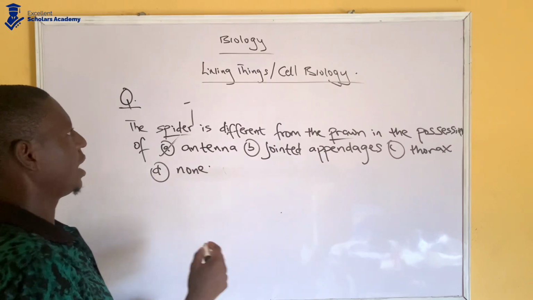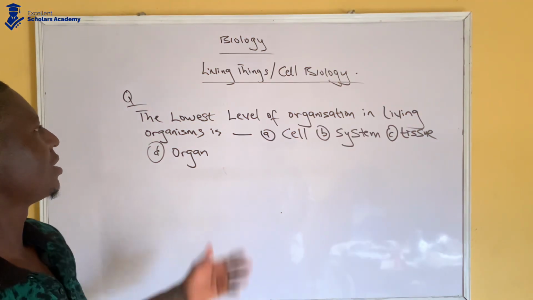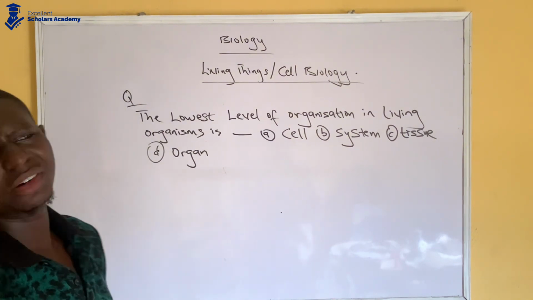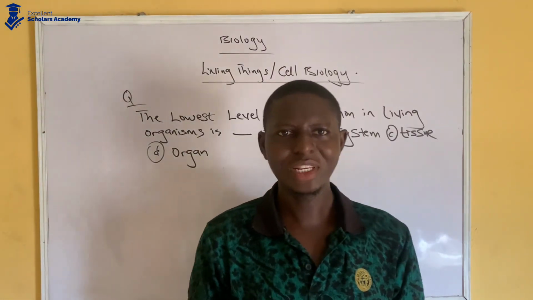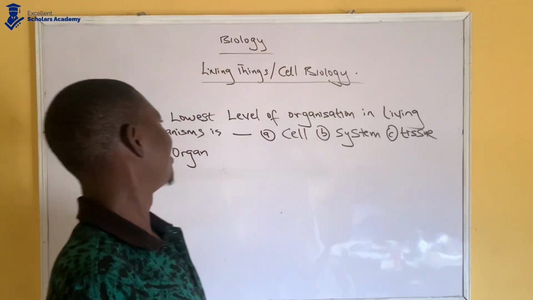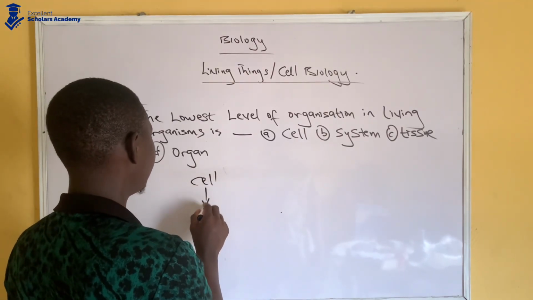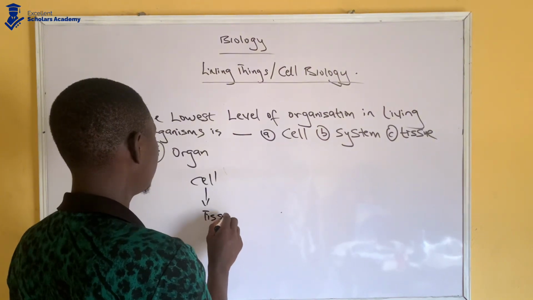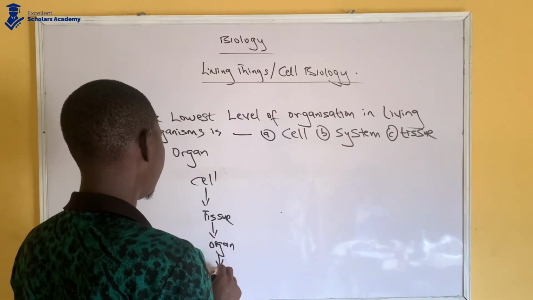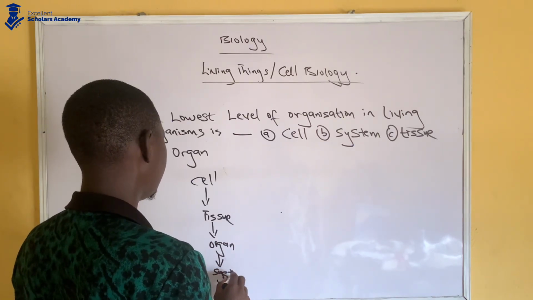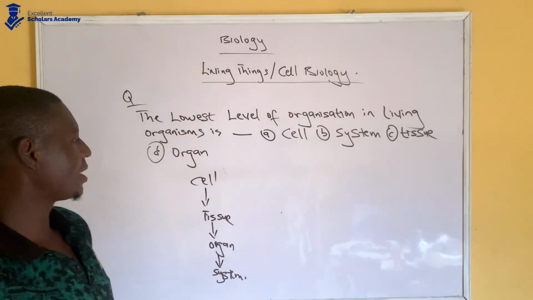Let's take a look at another one, still on living things, slash cell biology. All right, let's take another question. Let's remind ourselves of the organization levels of life. Now we have cell, tissue, organ, and system. Now cell, tissue, organ, and system.